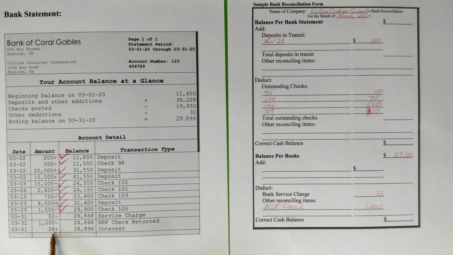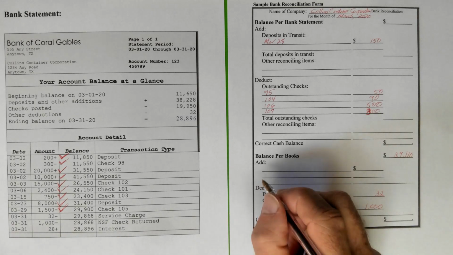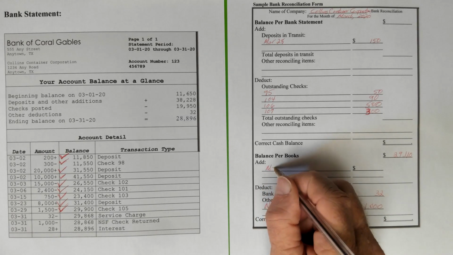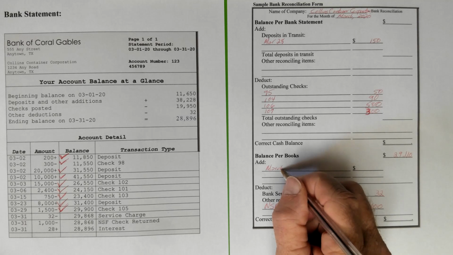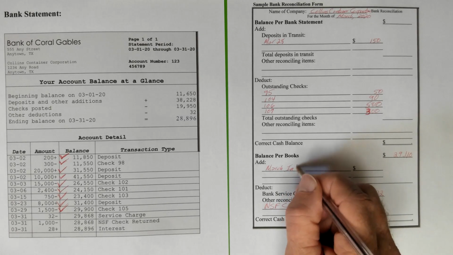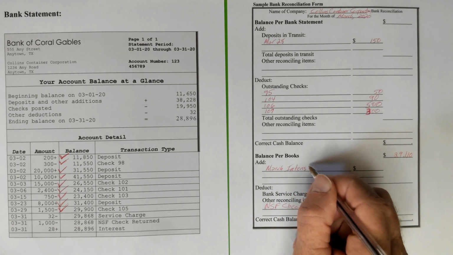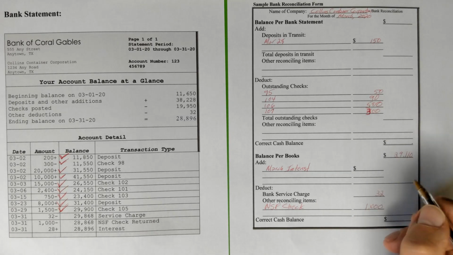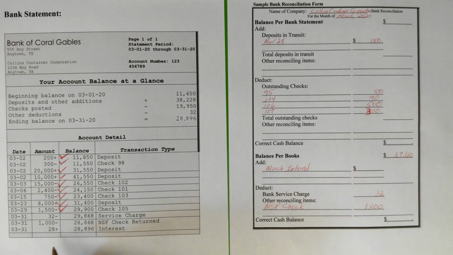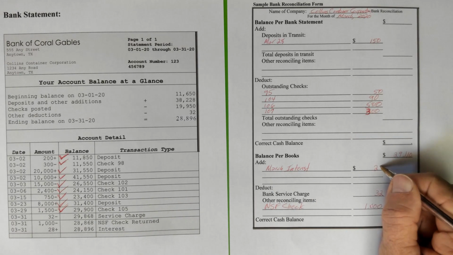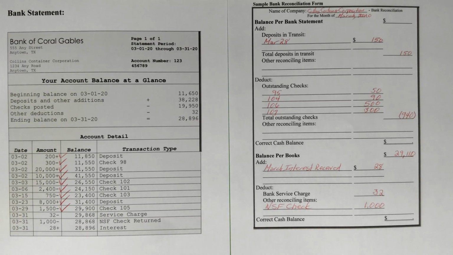And then we've got interest that we received from the bank. So we've got, let's see, March interest. And that is, how much is it? $28.